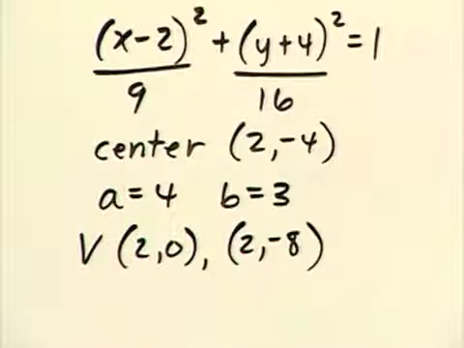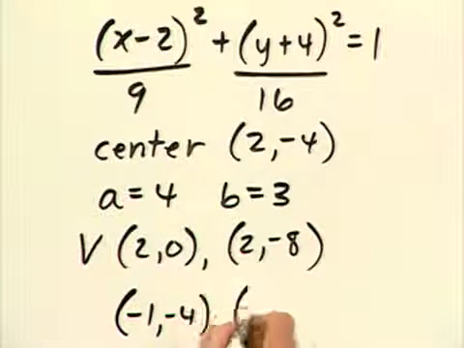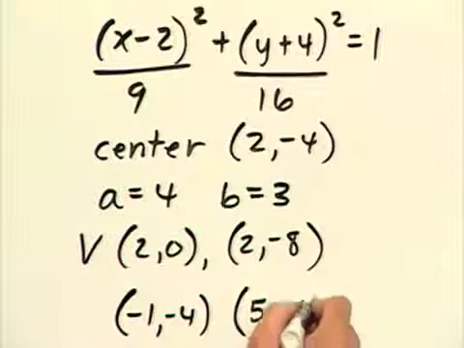Also, since our B is equal to 3, we know that 2 other points that help us graph this ellipse are going to be 3 units to the left and 3 units to the right of our center. So those will be negative 1, negative 4, and 5, negative 4.